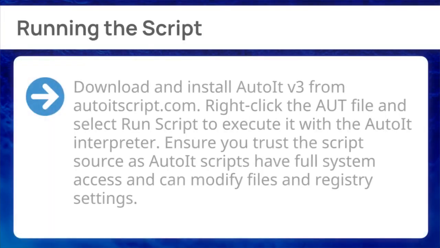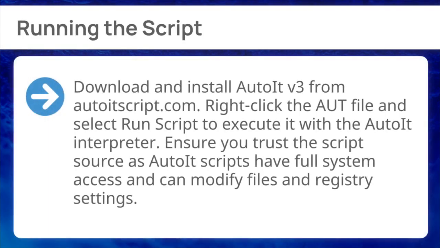First, running the script. Download and install AutoIt v3 from autoitscript.com. Right-click the AUT file and select Run Script to execute it with the AutoIt interpreter. Ensure you trust the script source, as AutoIt scripts have full system access and can modify files and registry settings.